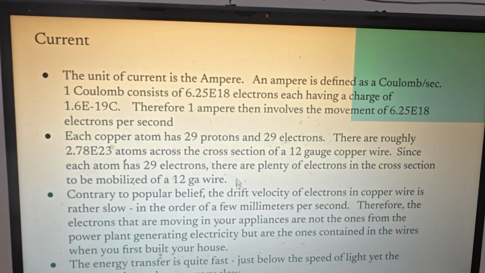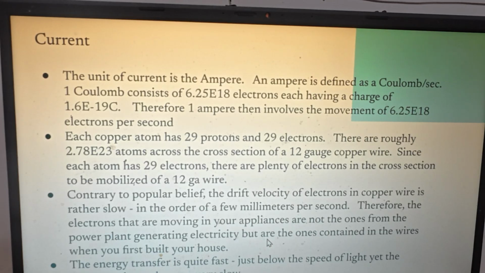So contrary to popular belief, the drift velocity of electrons in copper wires is rather slow. It's in the order of a few millimeters per second. Therefore, the electrons that are moving in your appliances or in your light are not the ones from the power plant generating the electricity, but they're the ones contained in the wires that are in your house, in your walls, when it was first built. So that's how that works. The energy transfer is quite fast, just below the speed of light, yet the electrons themselves are very, very slow.